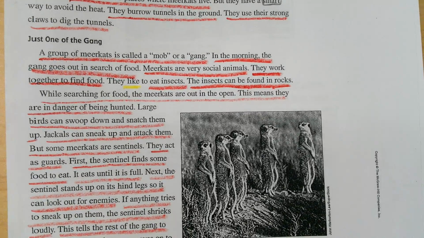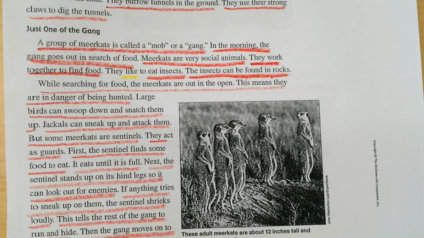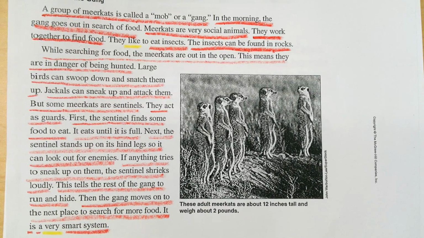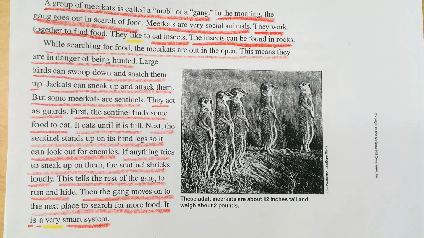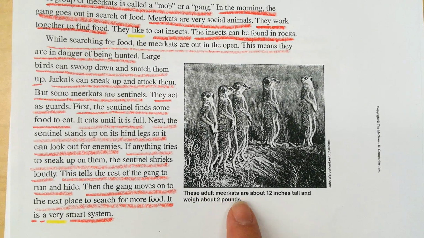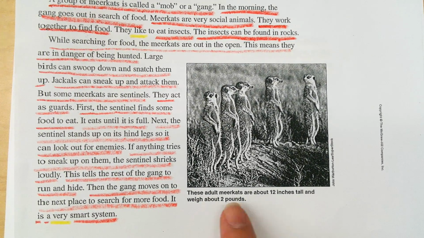Large birds can swoop down and snatch them up. Jackals can sneak up and attack them. But some meerkats are sentinels. They act as guards. First, the sentinel finds some food to eat. It eats until it's full. Next, the sentinel stands up on its hind legs so it can look out for enemies. If anything tries to sneak up on them, the sentinel shrieks loudly. This tells the rest of the gang to run and hide. Then the gang moves on to the next place to search for more food. It is a very smart system. These adult meerkats are about 12 inches tall and weigh about 2 pounds.